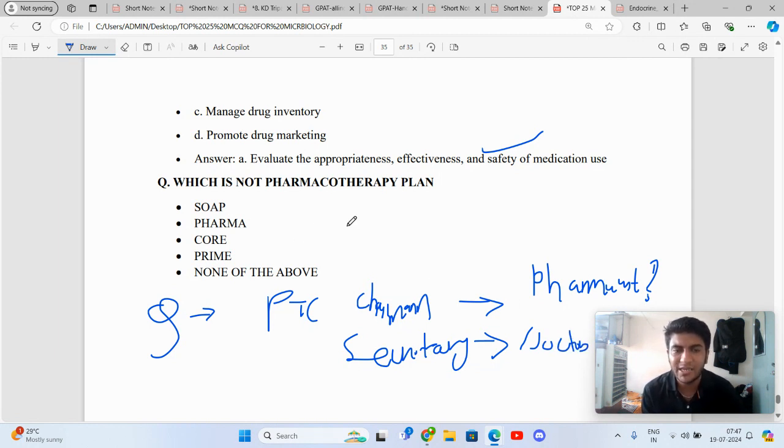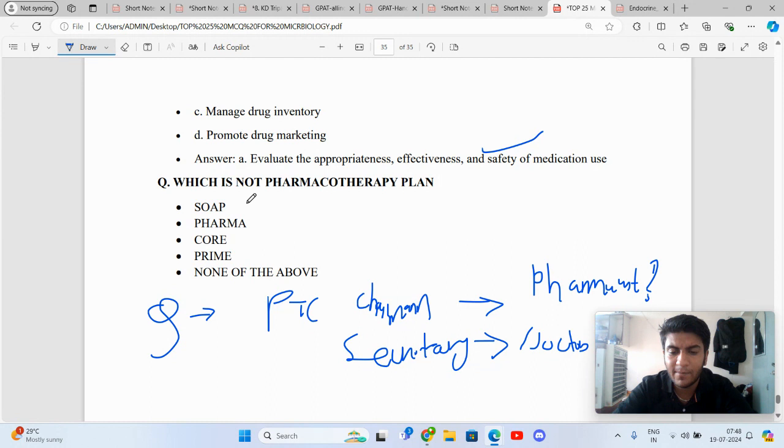Which of the following is not a pharmacotherapy plan? Pharmacotherapy plans are very important, and we usually study them in hospital and clinical pharmacy. But sometimes in the pharmacy syllabus we don't have them. Usually in the B Pharm syllabus you don't have these kinds of pharmacotherapeutic plans. So you should know that SOAP is very important, and PRIME is very important. SOAP is subjective, objective, assessment and plan. That is your SOAP.